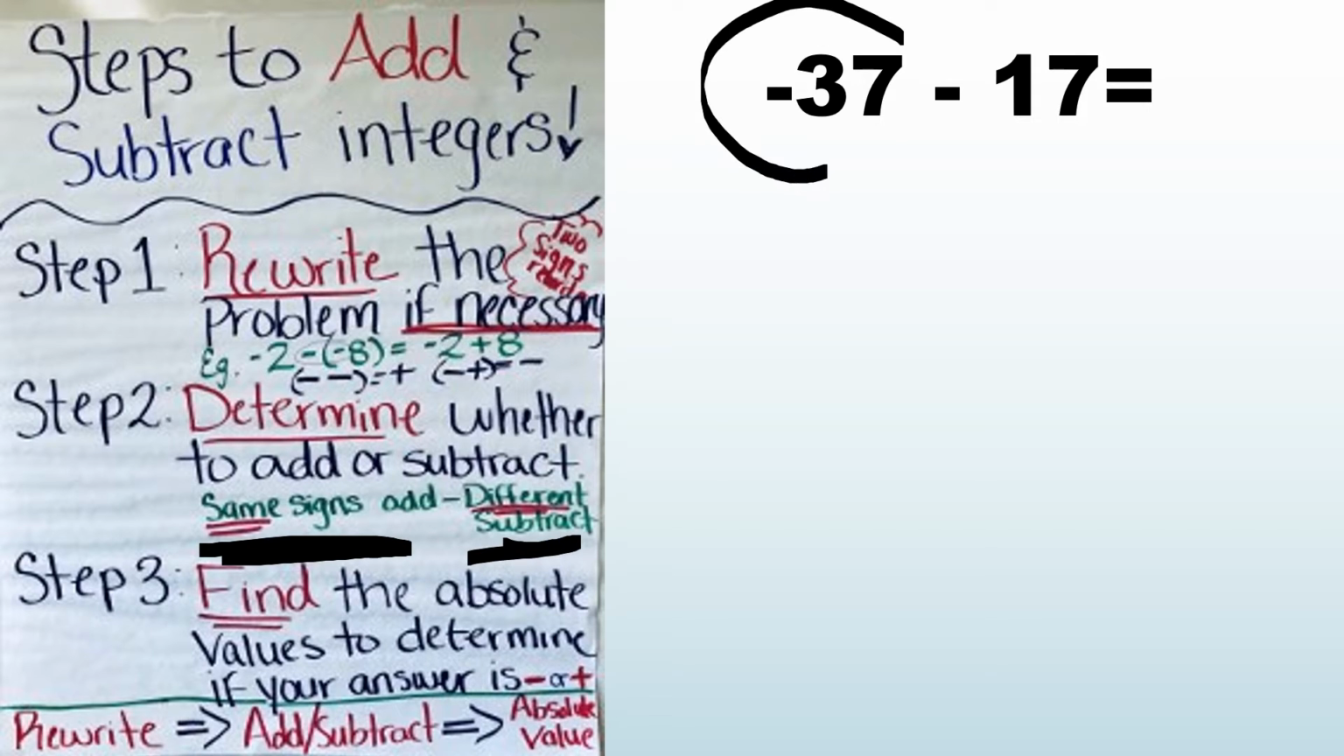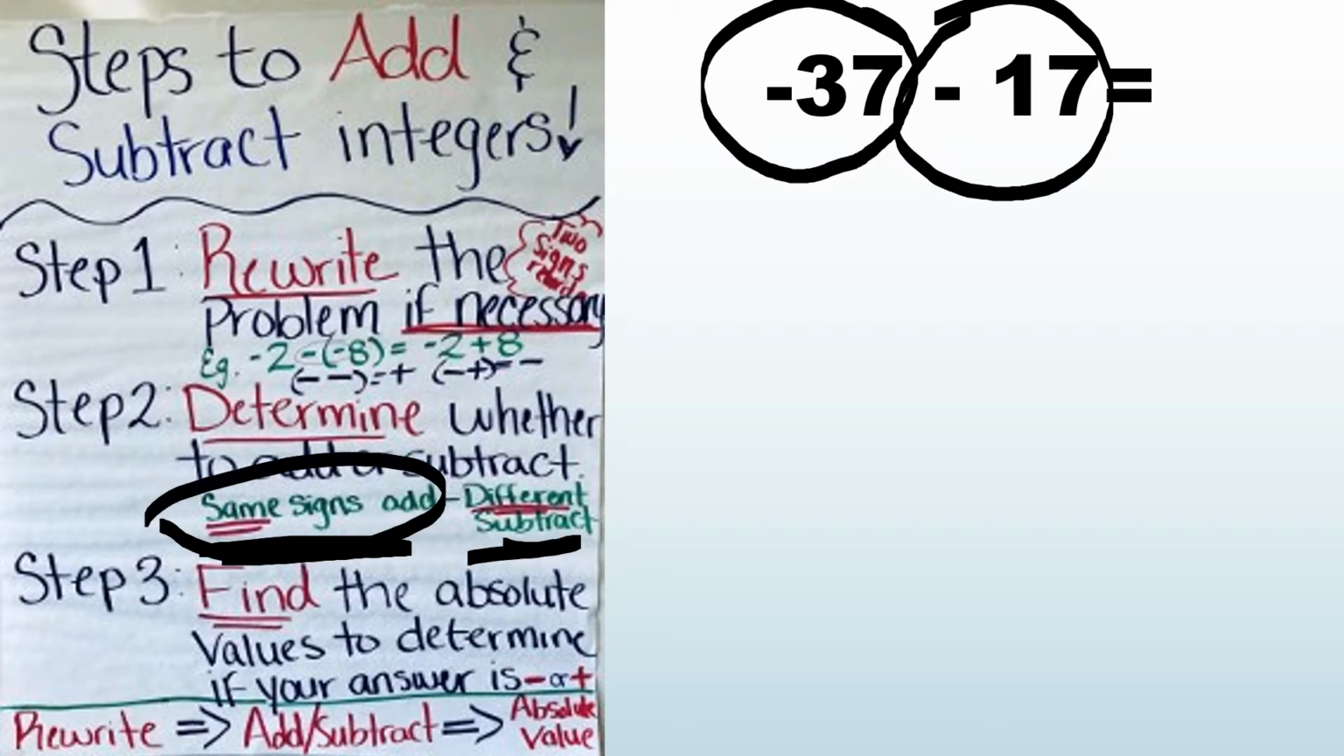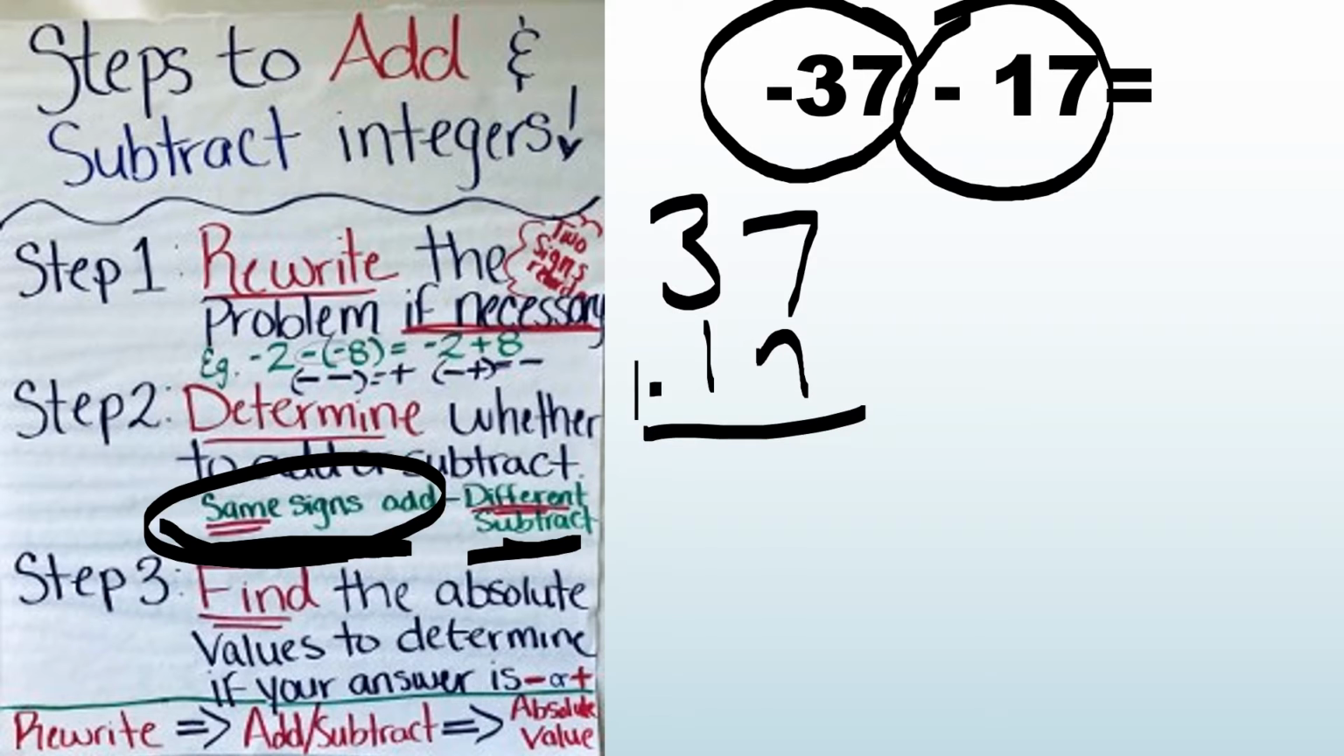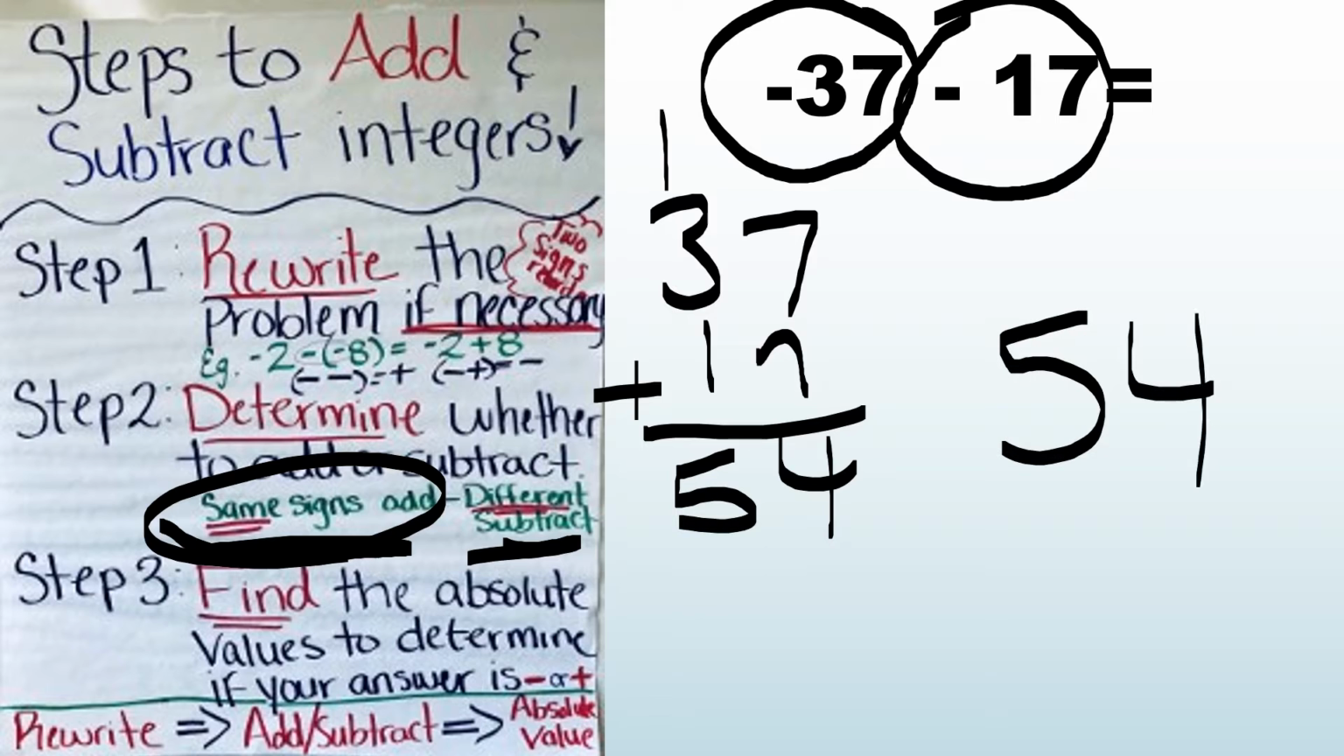If you circle the numbers, it will help you a little bit. It'll help you to see the signs easier. I can see that they're both negative, so they're the same signs. So I know because they're the same signs, I'm going to add 37 plus 17. I know when I add those numbers, I get 54.